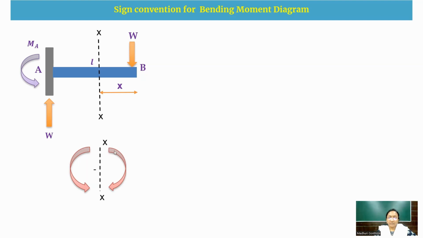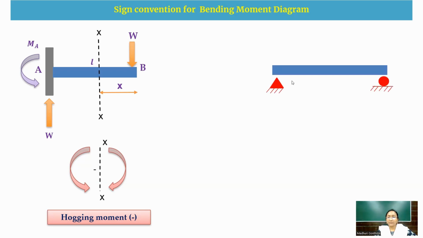So towards the section, when the arrows are heading downwards, you can also say that towards the right hand side of your section, if the moment is in the clockwise direction, and towards the left hand side of your section, when the moment is in the anti-clockwise direction, whatever bending moment is developed is a negative value. So this one we'll call a hogging moment, or you can call it a negative moment also. Now coming to the next example, simply supported beam.